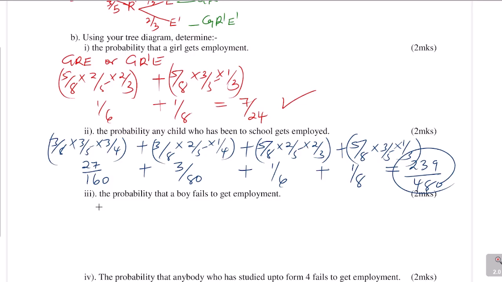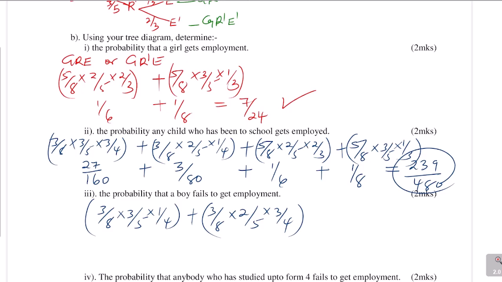So 3/8 times 3/5 times 1/4, or 3/8 times 2/5 times 3/4. I've indicated up there how you take those branches. Then 3/8 times 3/5 times 1/4 gives 9 divided by 160. 3/8 times 2/5 times 3/4 gives 9/80. And then the sum gives 27 divided by 160. We go to the last part.